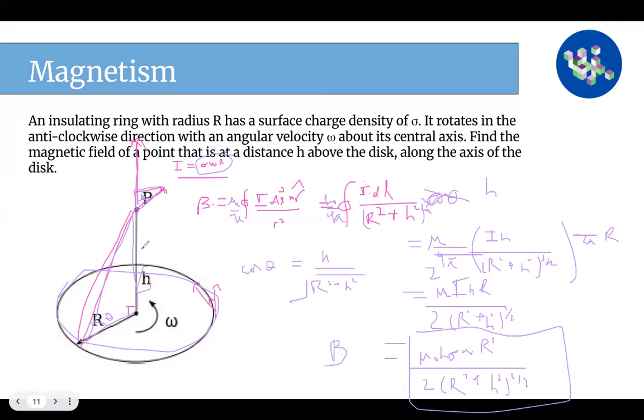So remember, when you have an insulating ring, the charges on it are stationary relative to the ring, but if the ring is moving, it's as if your charges on the ring are moving. So you can think of it as there's a current, because current is just moving charge, right? And here we have the insulating ring, it's rotating. So you can think of it as a circular current loop, and it has current that's sigma omega r. We found it's just sigma times v.